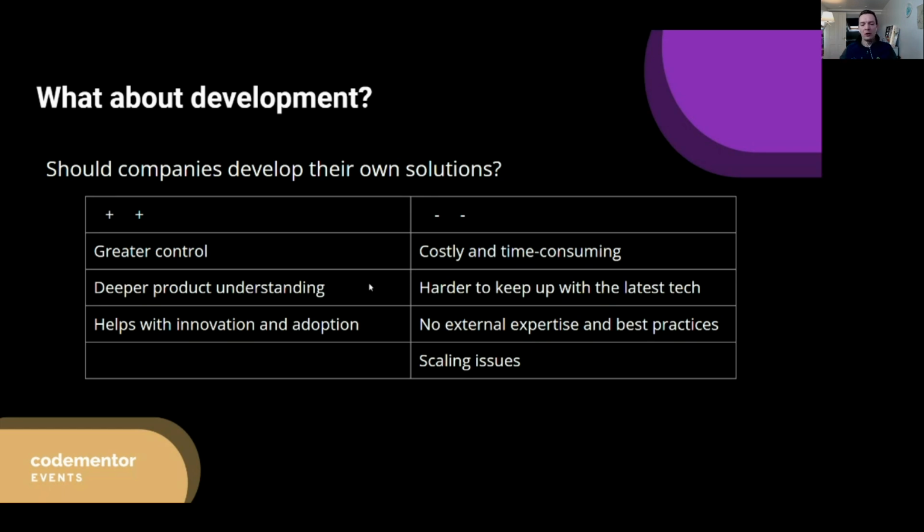And also, if you are focused on something, then yes, you can keep up with the latest tech. But usually that's not the case, because IT departments are usually stretched. They do multiple things at the same time. So it will be really hard to keep up with the latest tech. What is the latest framework? What is the latest technology? What kind of protocols should we use? What kind of add-ons and language do we need to code in, things like that. And also with developing internally, you don't have access to the external expertise and best practices that many companies bring with their product, their services and their consulting.